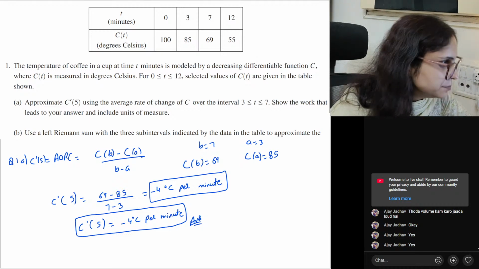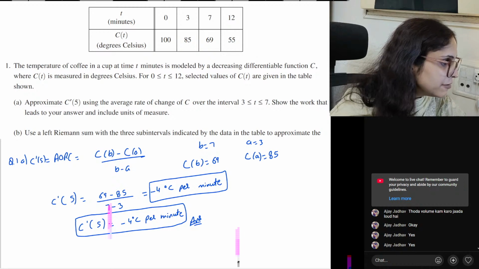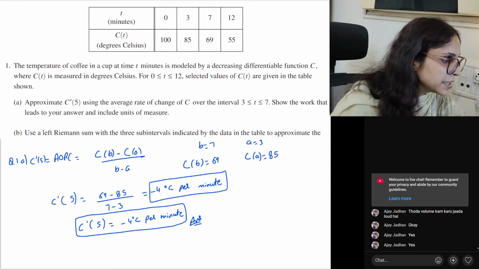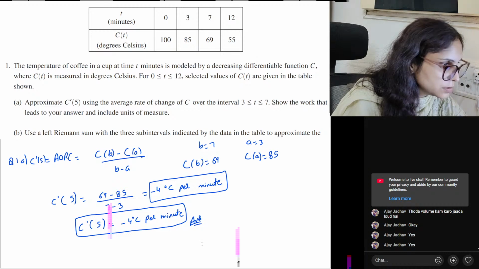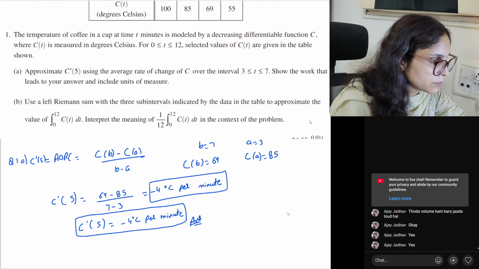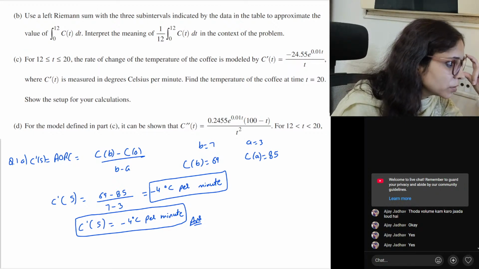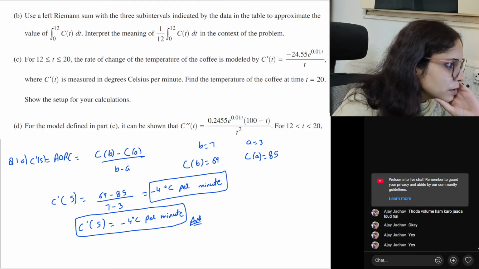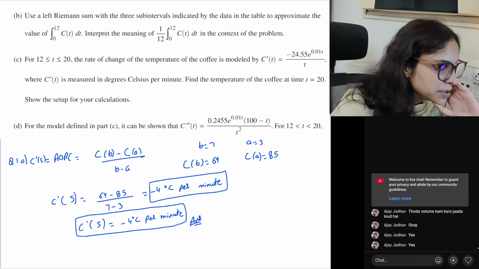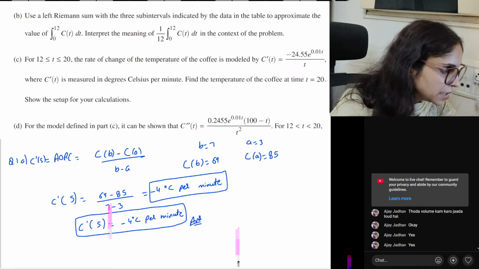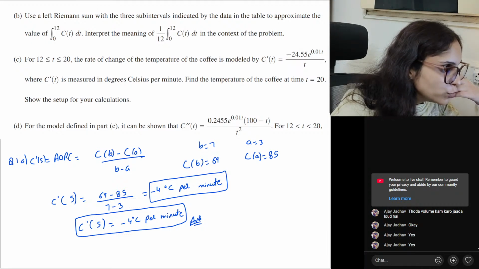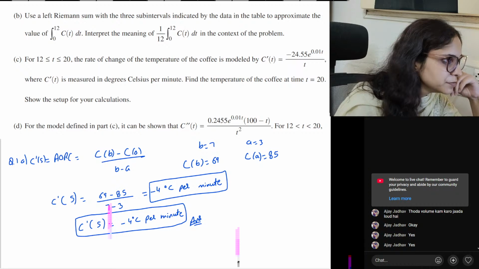Now the second one. This is the entire B part. Use a left Riemann sum with 3 subintervals indicated by the data in the table to approximate the value of the integral from 0 to 12 of C of t dt, and interpret the meaning of 1 over 12 times the integral from 0 to 12 of C of t dt in the context of the problem. So we have to use a left Riemann sum.